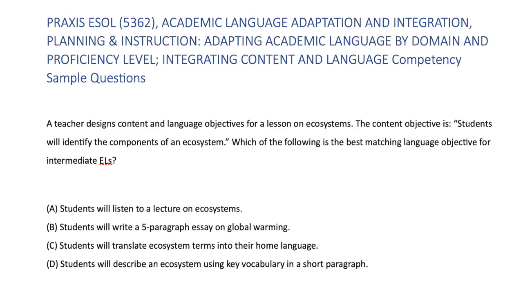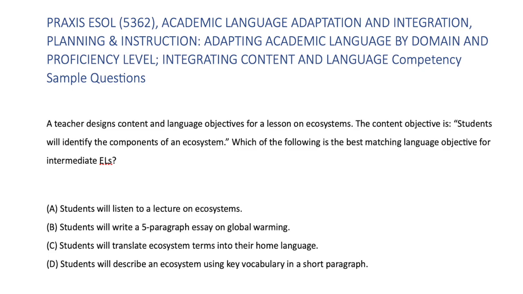A teacher designs content and language objectives for a lesson on ecosystems. The content objective is: students will identify the components of an ecosystem. Which of the following is the best matching language objective for intermediate ELs?